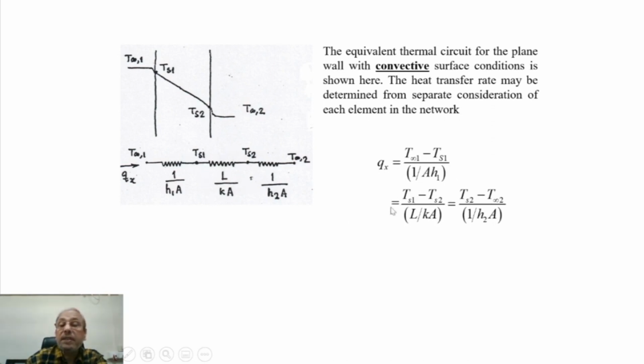Here the resistance is L by kA. This is equal to Ts2 minus T infinity 2 divided by 1 by h2A. h2 is the heat transfer coefficient of this surface and h1 is the heat transfer coefficient of the left surface. h2 is the heat transfer coefficient on the right surface.